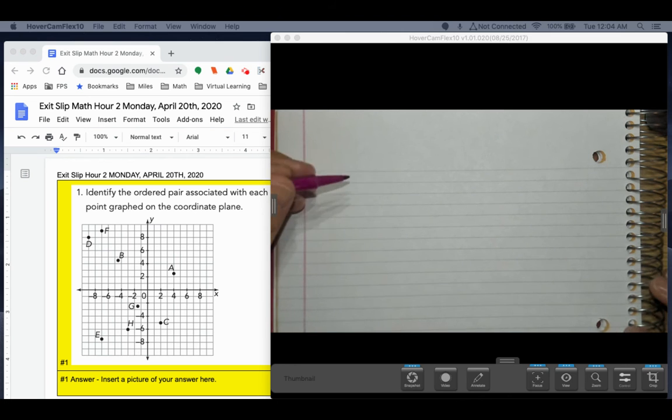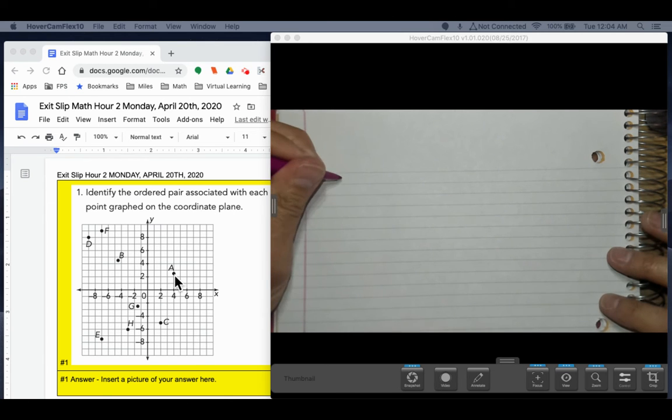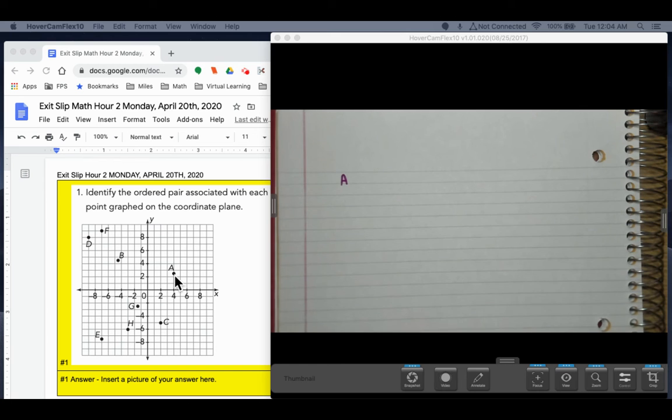All right, ladies and gentlemen, this is our exit ticket for yesterday, Monday the 20th. Identify the ordered pair associated with each point graphed on the coordinate plane. All right, so I have to say the letter and what point it is on the coordinate plane. So A is right here.